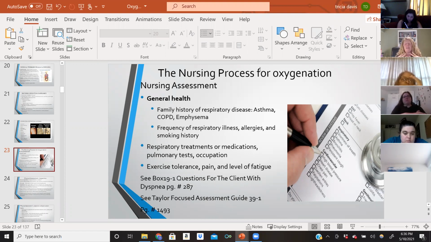Do they have work of breathing? Are they using their accessory muscles? Are they hunched over in their chair, putting their elbows on their knees and leaning over? A lot of people that have COPD have to sit straight up or lean over like that in a tripod to get more air in. So really look at that patient and try to determine what their oxygenation status is when you first see them.